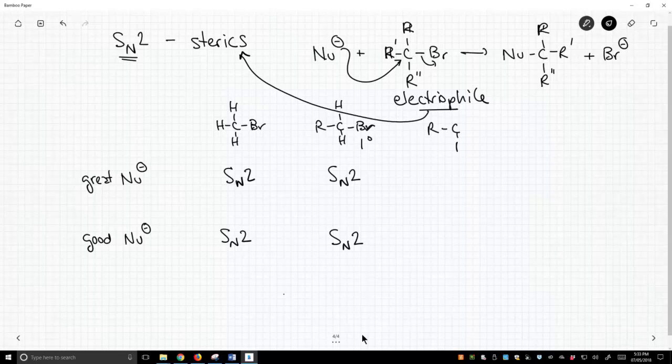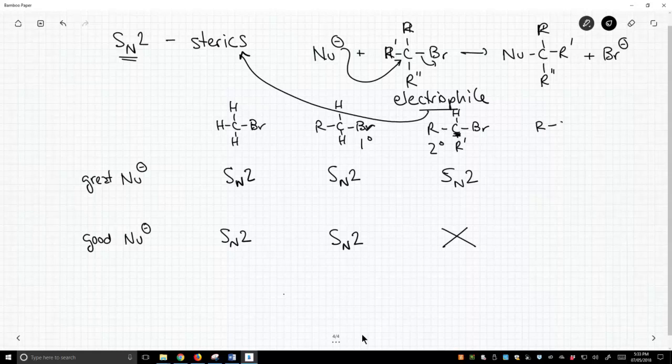Once we get to a secondary halide, now we're starting to put more R groups around our electrophilic carbon. The more R groups we put around the electrophilic carbon, the more crowded it gets, and it gets harder for the nucleophile to find the nooks and crannies around that carbon. Now the great nucleophiles can still figure out how to do an SN2. We will not get an SN2 reaction from our merely good nucleophiles. In fact, normally we see a different reaction altogether. We'll talk about that later.